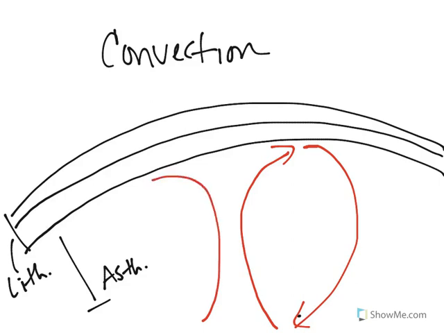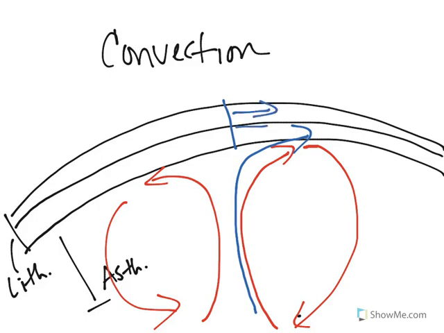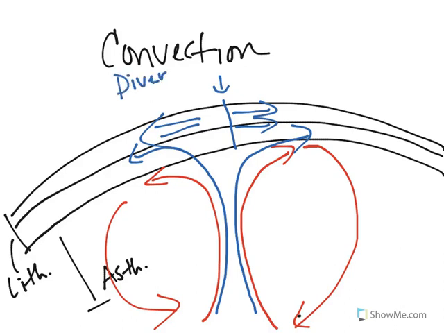So if I have two convection cells that are, say, doing something like this, this convection cell is pulling the plate in this direction, which means this is going to be moving this way. This convection cell is pulling the plate in the opposite direction, which means this is going to be moving that way. So what do we create right here? Hopefully with a resounding answer, you said a divergent boundary. Right here my plates are moving apart from each other.